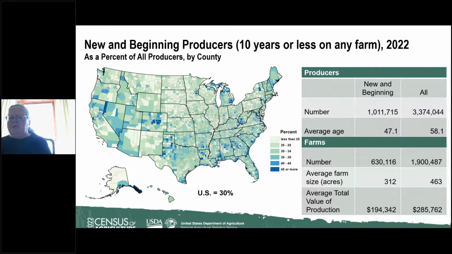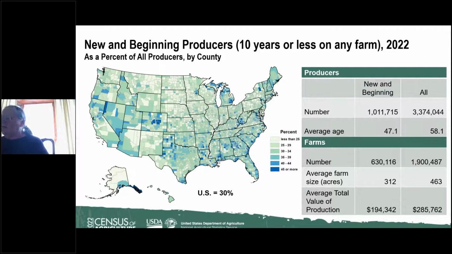Now we can look at new and beginning producers using, in general, the same set of slides that we saw for young producers. A new and beginning producer is defined as anyone who has operated any farm for 10 years or less, which would include the census year. About 30% of all producers are new and beginning, and 33% of all farms have a new or beginning producer. You can see from the table on the right that not all new and beginning producers are young. The average age of a new and beginning producer was 47.1 years old, lower than the overall average of 58.1, but not exactly young.